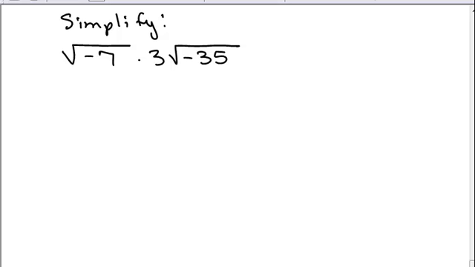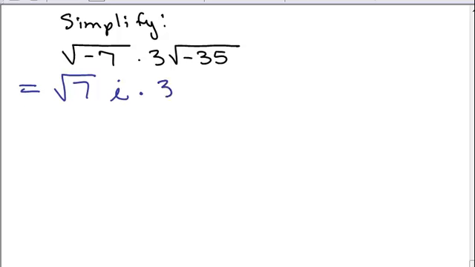All right, we're going to multiply these two imaginary numbers. The first step when you have a number under a square root is to write it as the square root of the positive number with an i. So that will be our first step. This is the square root of 7 times i, because I can't simplify the 7 part anyway.